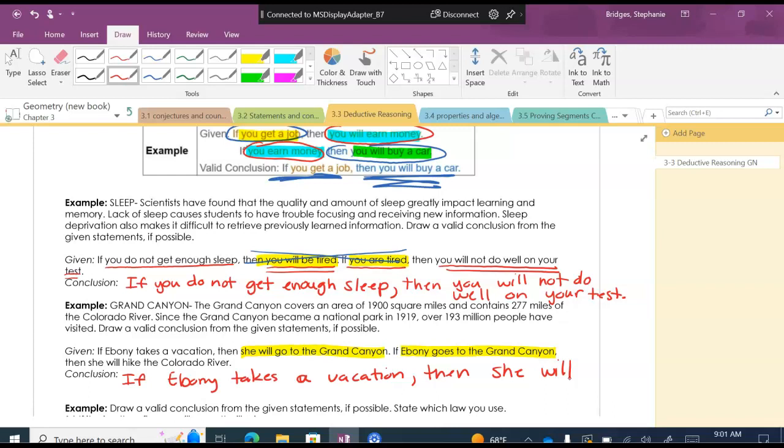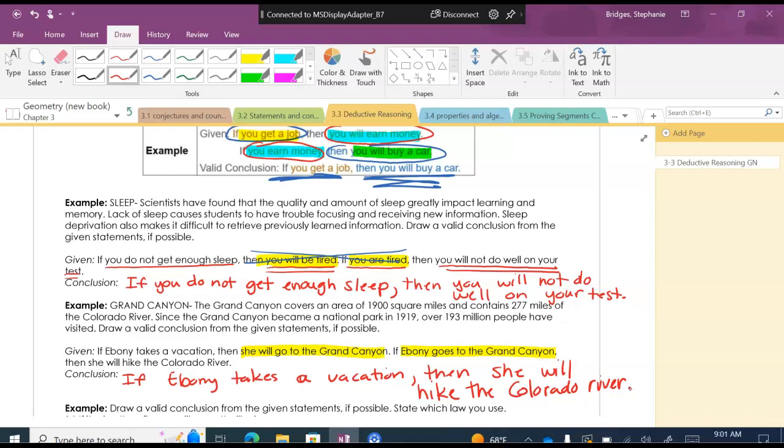She said she will hike the Colorado River? Yes. Then she will hike the Colorado River. Okay. Because the conclusion in the first statement was the same as the hypothesis in the second statement, we can make a valid conclusion. If Ebony takes the vacation, then she will hike the Colorado River.